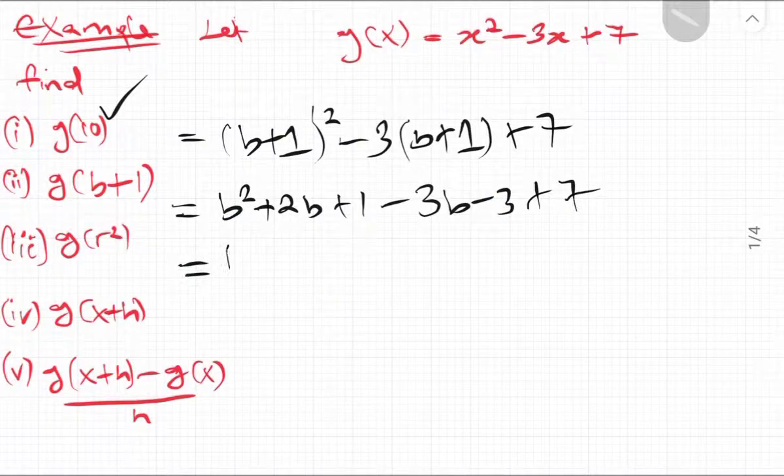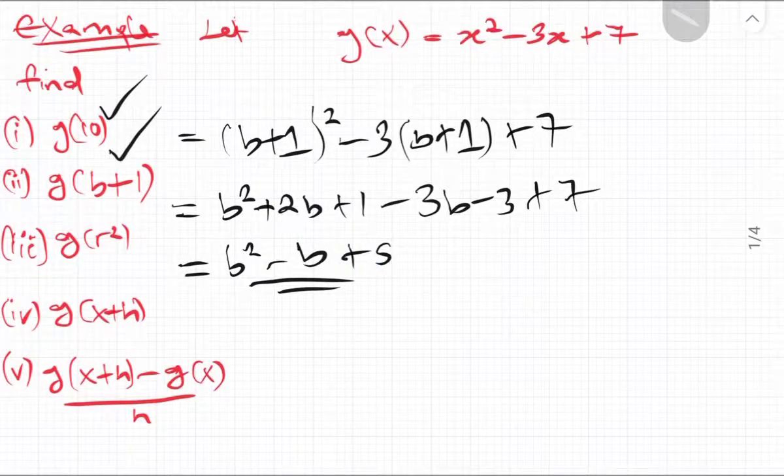So we have b squared plus 2b minus 3b is minus b. Alright. So we have plus 1 minus 3, which is minus 2. Minus 2 plus 7 is plus 5. Alright. So the function, when you put in an input of b plus 1, we have b squared minus b plus 5. Alright. So we have evaluated number 2.